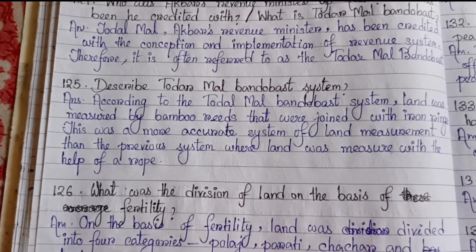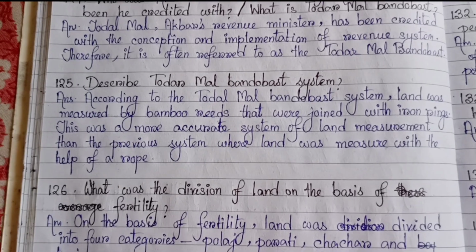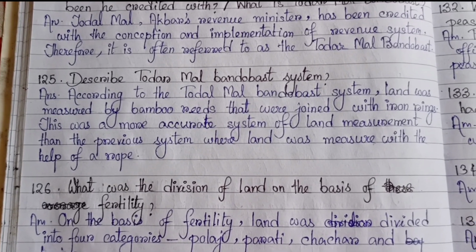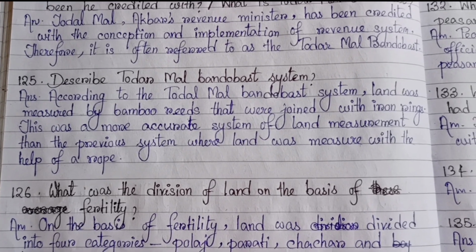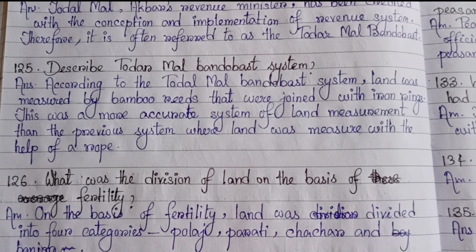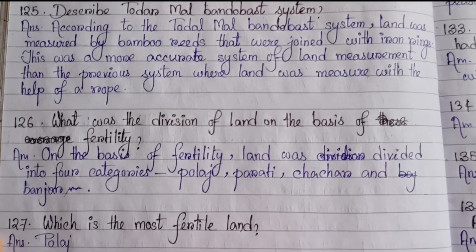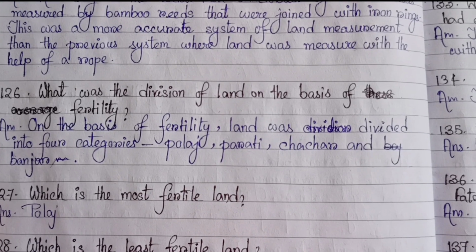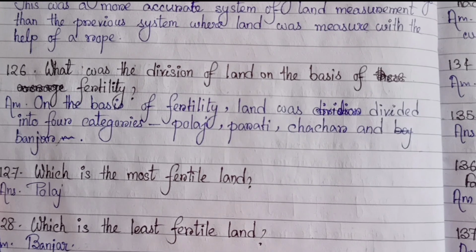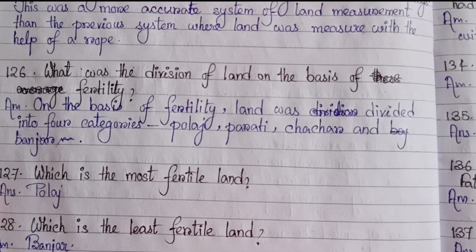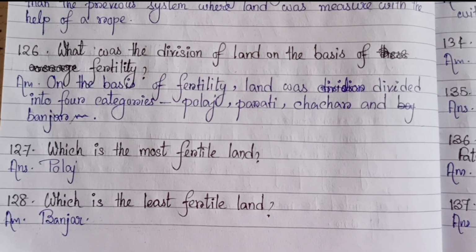125. Describe the Todar Mal Bandobast system. According to the Todar Mal Bandobast system, land was measured by bamboo reeds that were joined with iron rings. This was a more accurate system of land measurement than the previous system where land was measured with the help of a rope. 126. What was the division of land on the basis of fertility? On the basis of fertility, land was divided into four categories: Polaj, Parati, Chachar and Banjar. Which is the most fertile land? Polaj. Which is the least fertile land? Banjar.